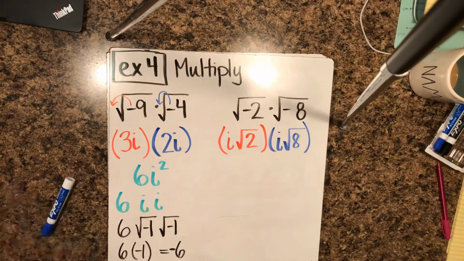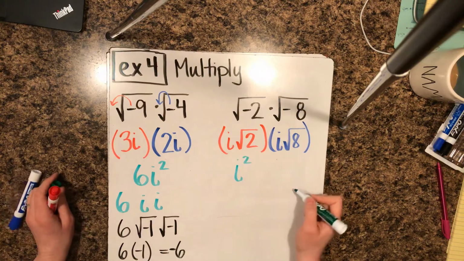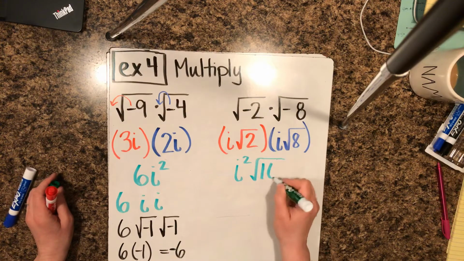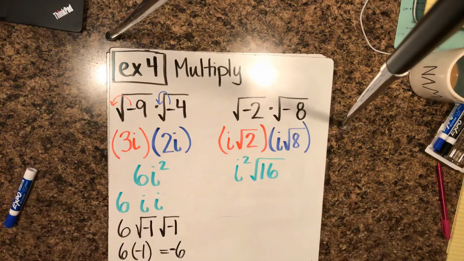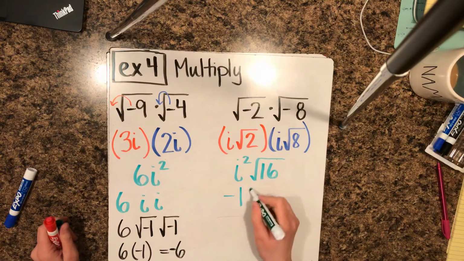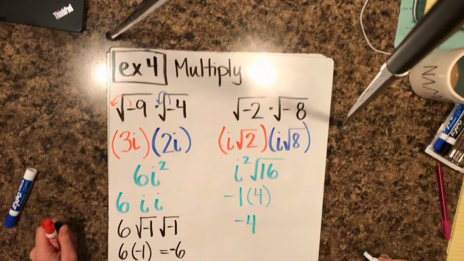That sounds kind of scary. i times i is i squared. Square root of 2 times square root of 8 is the square root of 16. Okay? We just talked about what i squared is equal to. i squared is equal to negative 1, and we know the square root of 16 is 4. So when you multiply those together, you get negative 4.